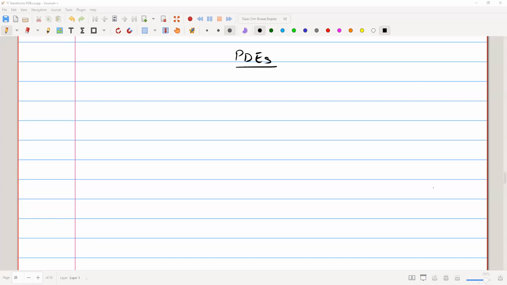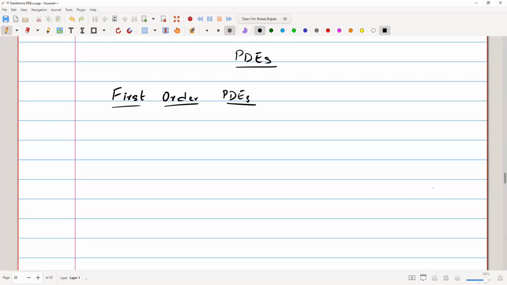So in today's class we are going to discuss the method of Cauchy characteristics for first order PDEs, first order partial differential equations, and we will see how to solve first order problems using the method of characteristics.